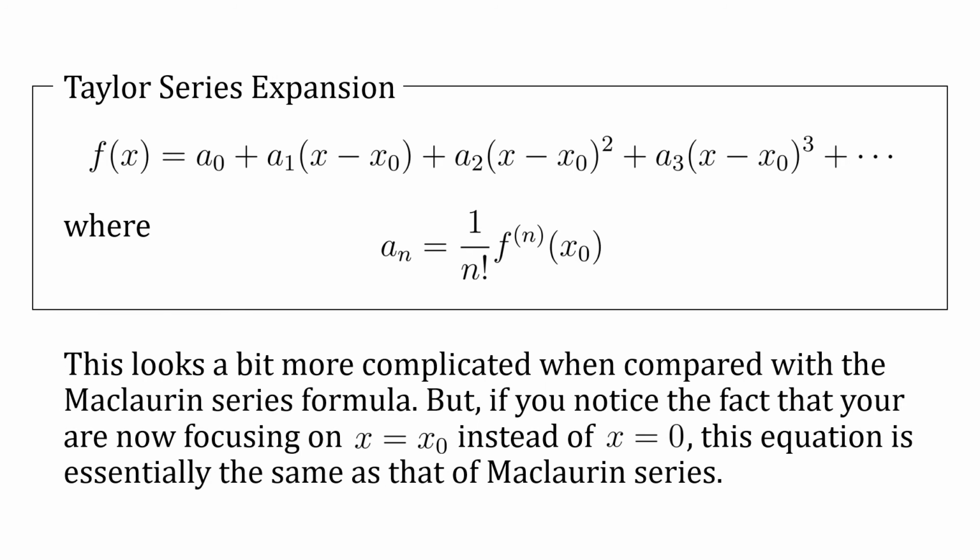Taylor series expansion. f of x is equal to a0 plus a1 multiplied by x minus x0 plus a2 multiplied by x minus x0 squared plus a3 multiplied by x minus x0 cubed plus etc., where an is equal to 1 over n factorial the nth derivative of f at x0. This looks a bit more complicated when compared with the Maclaurin series formula, but if you notice the fact that you are now focusing on x equals x0 instead of x equals 0, this equation is essentially the same as that of Maclaurin series.